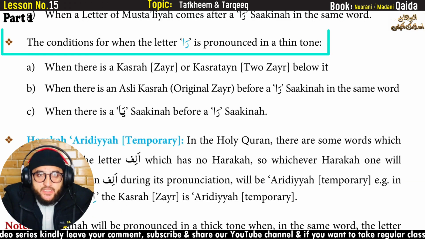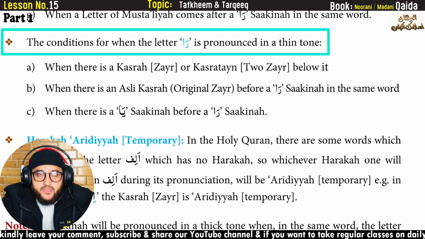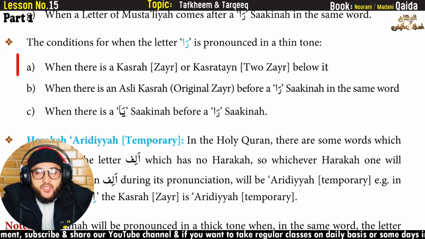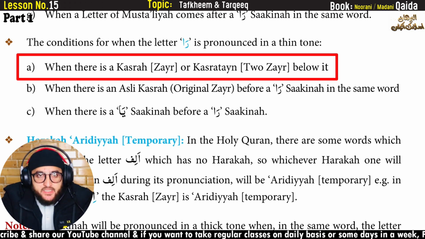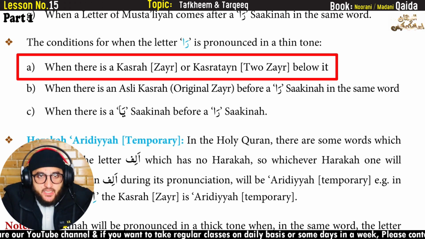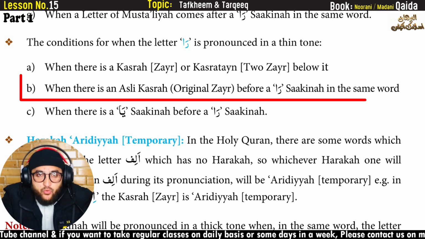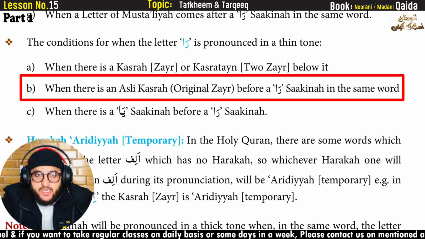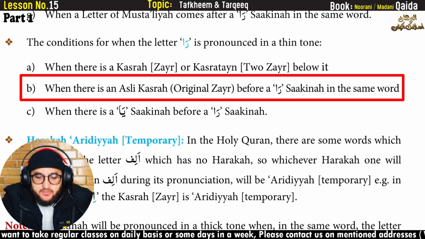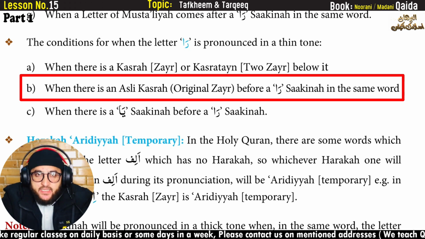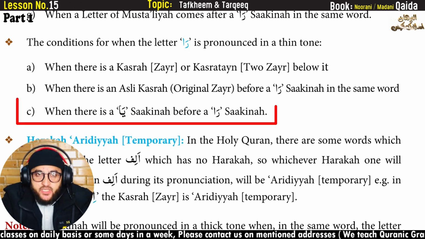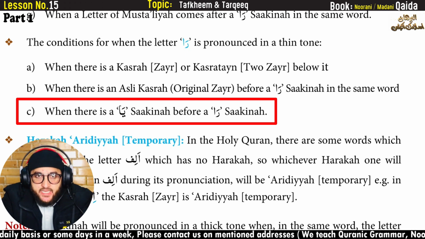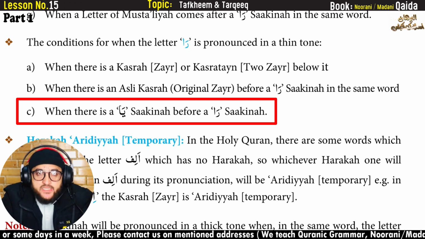And now the conditions for when the Ra letter is pronounced in a thin tone. Number 1, when there is a kasra or kasratain below it. Number 2, when there is an original kasra before a Ra sakina in the same word. Number 3, when there is a Ya sakina before Ra sakina.